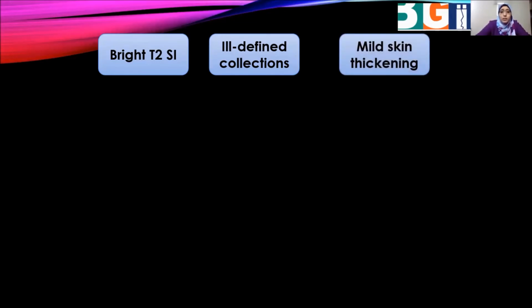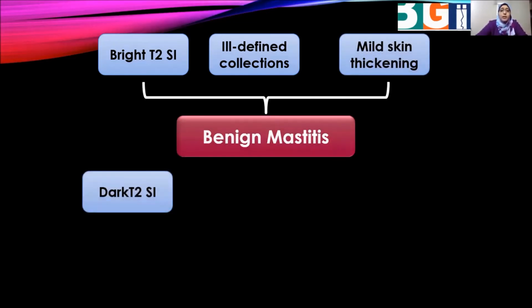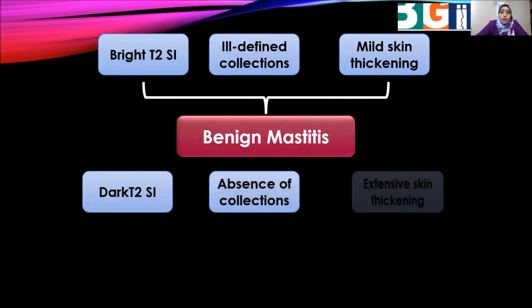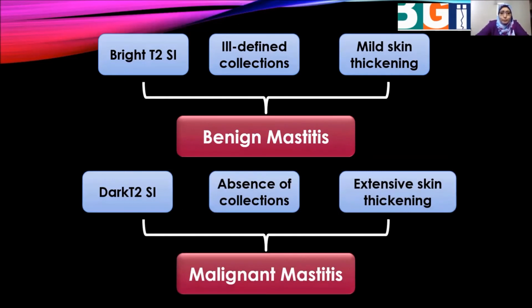To summarize, bright T2 signal intensity in the MRI with ill-defined collections and mild skin thickening favored benign mastitis, and on the other hand, dark T2 signal intensity, absence of collection, and extensive skin thickening favor malignant mastitis.